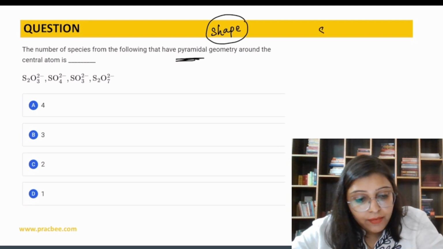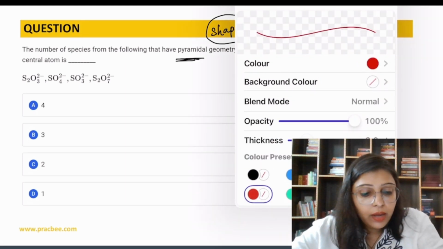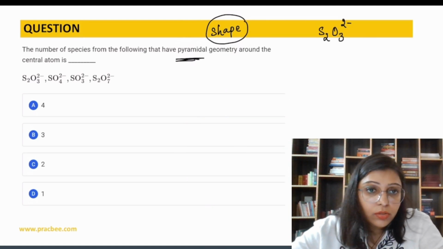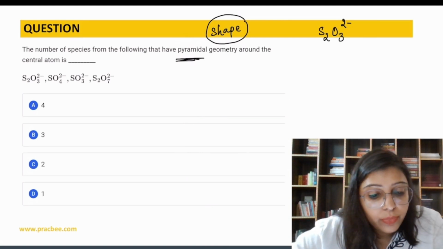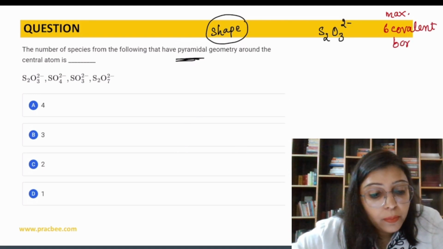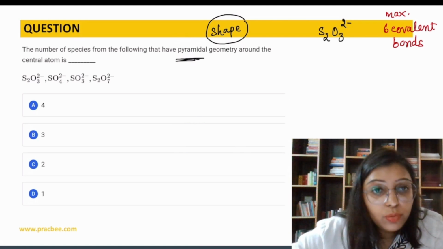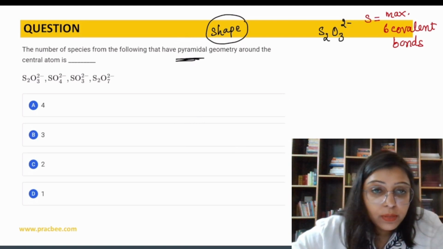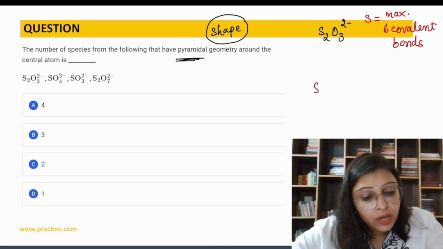See, we have S2O3 2 minus. Here there are two sulfur atoms. So what you need to do is write down the structure first, and you have to form the symmetrical structure. How? Sulfur can form a maximum of 6 covalent bonds, because the valence electrons in sulfur are 6, and oxygen can form a maximum of 2 covalent bonds. So we are going to do it in that way.